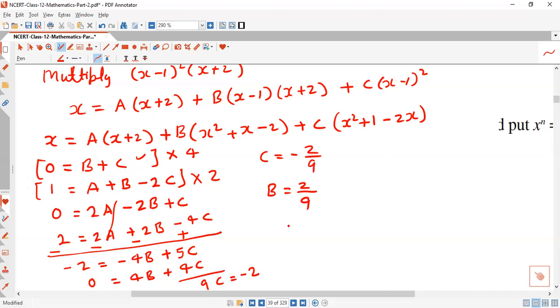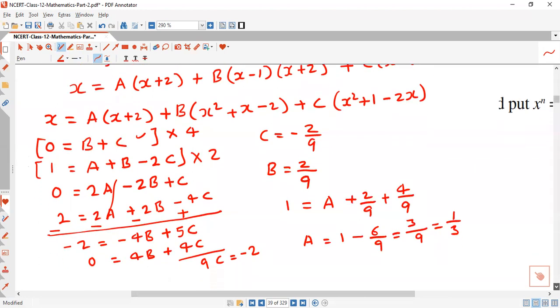So what will A come out as? In the first equation we put 1 equal to A, B is here 2 by 9, and C here minus 2 by 9, minus minus plus, 4 by 9. So A comes out 1 minus 6 by 9, that will be 3 by 9, 1 by 3. So A comes out 1 by 3, B is 2 by 9, and C comes out minus 2 by 9. So the integrand becomes what?